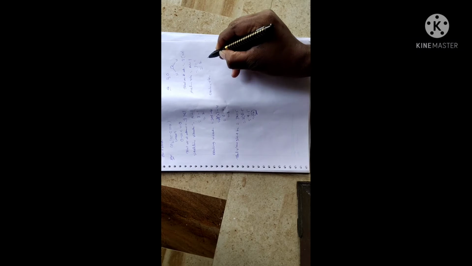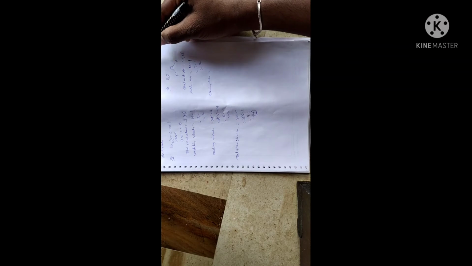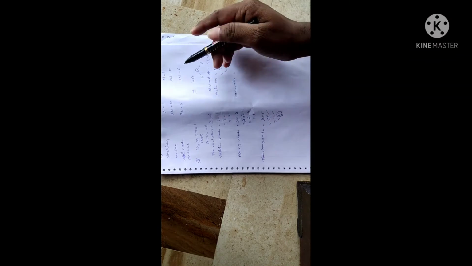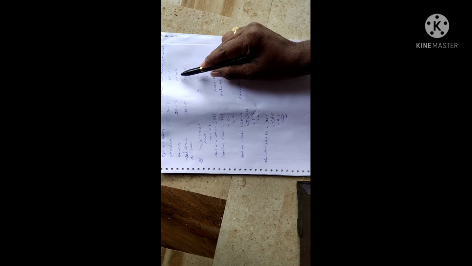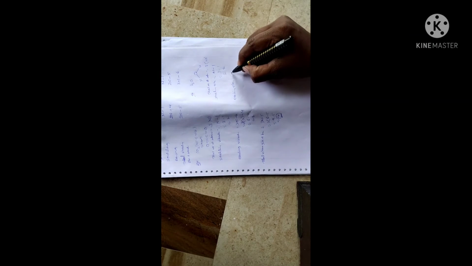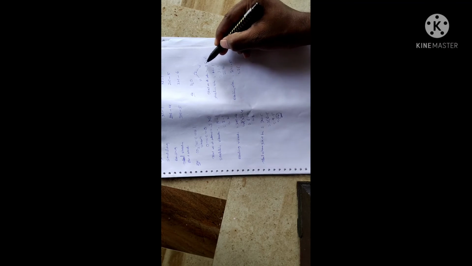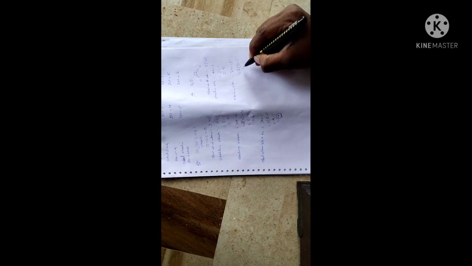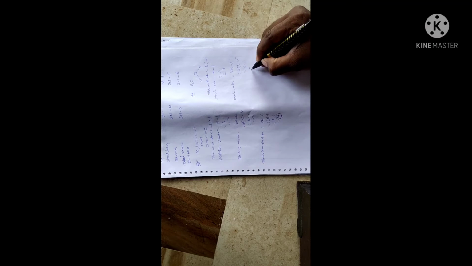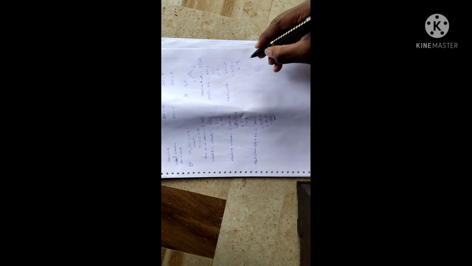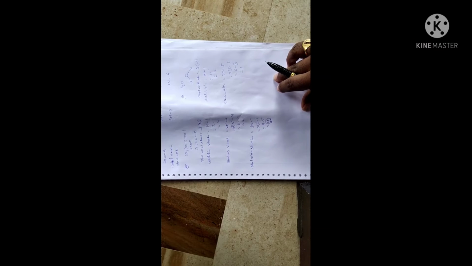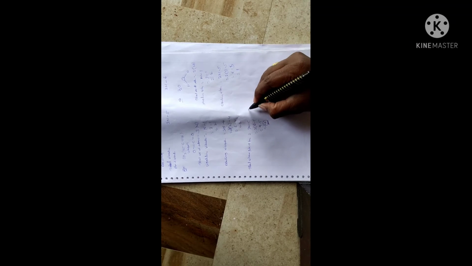What are the bending vibrations for non-linear molecules? For non-linear molecules, bending vibrations will be 2n minus 5. With the total number of atoms 3, 2 times 3 minus 5, that is 6 minus 5, is equal to only 1 here.